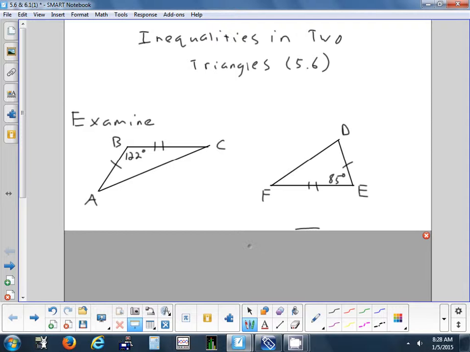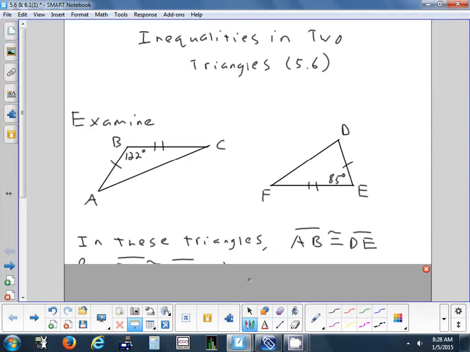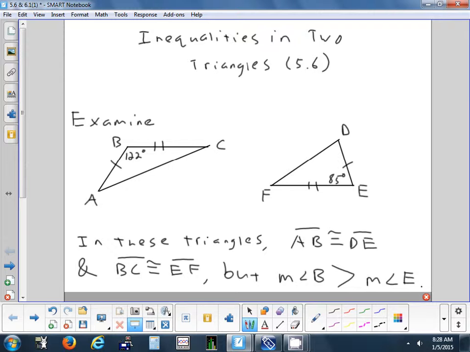Okay, I want you to look at these two triangles. In these triangles, I've marked AB and DE as the same, and I've also marked BC and EF as the same. So you have two sides that are congruent. But angle B is larger than angle E. Now, if angle B and E were the same, we could say these triangles are congruent by side, angle, side. But they're not congruent because B is larger than E.